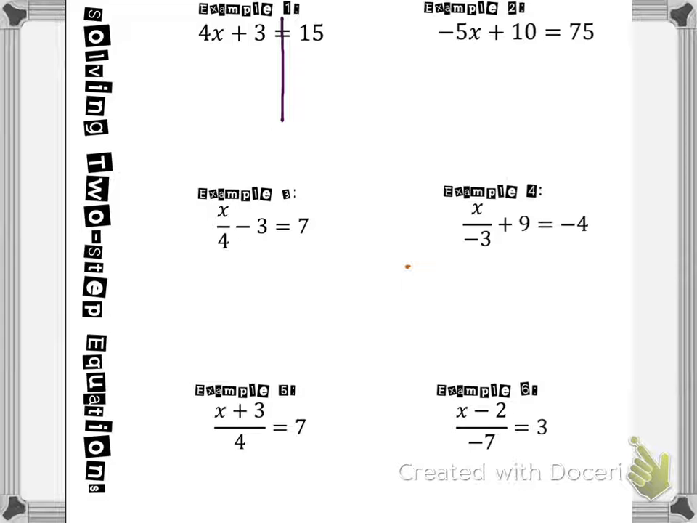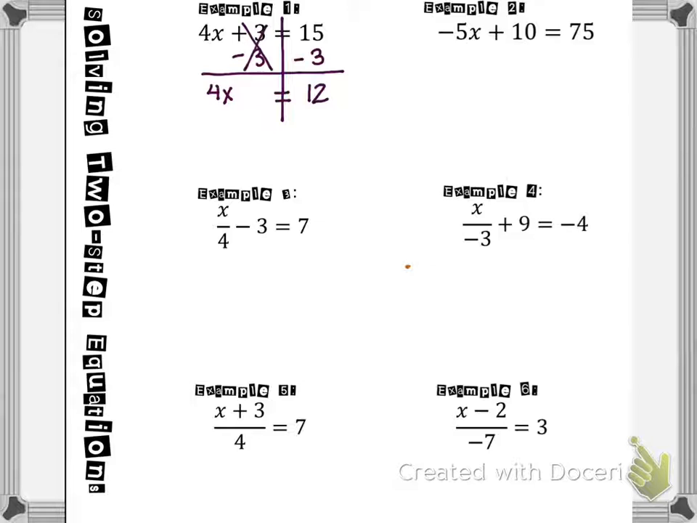And remember, it is all about opposite operations. So it says plus 3, which means I need to do the opposite of plus 3, which is minus 3. And I do that on both sides of the equal sign. I bring down my 4x. Positive 3 minus 3 gives me 0. Equals, and then I have 15 minus 3, and that is 12.